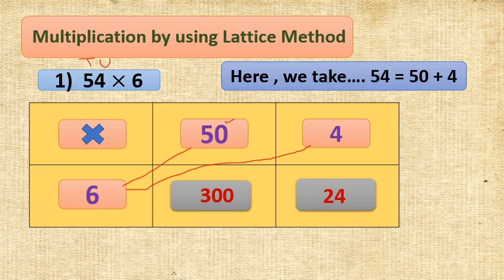Now I will add these two numbers. 300 plus 24. Okay, what is the answer here? 300 plus 24 is nothing but 324. This is the product of 54 multiplied by 6. We used the lattice method here. It is very easy, isn't it? One more we will do like this one only.